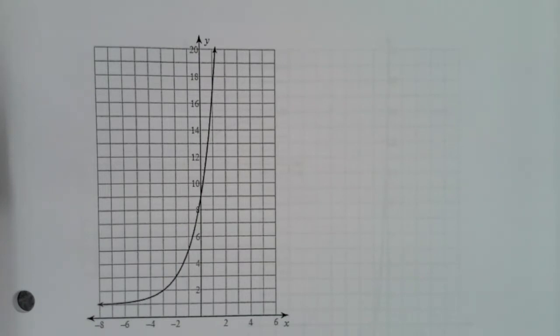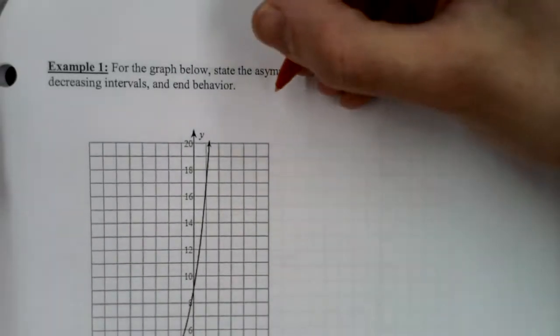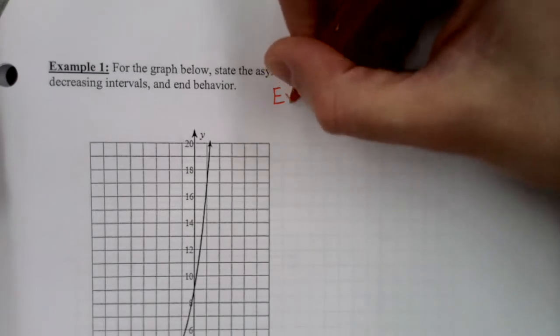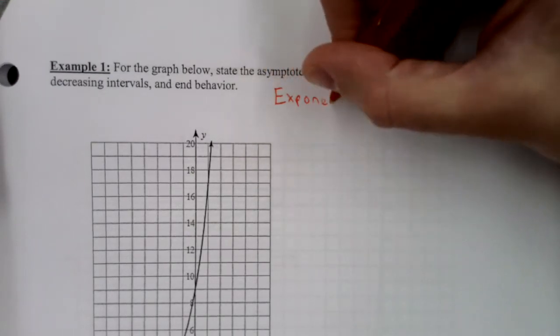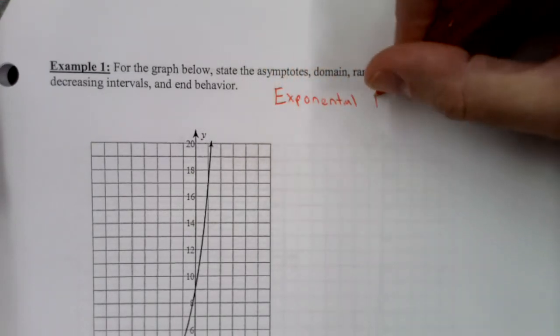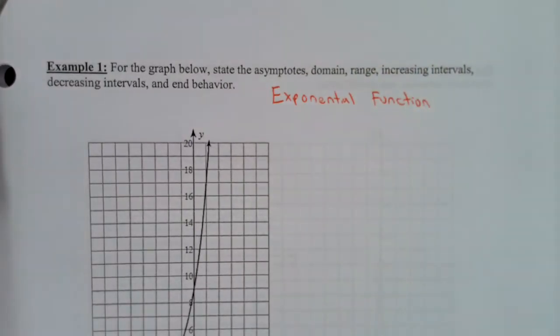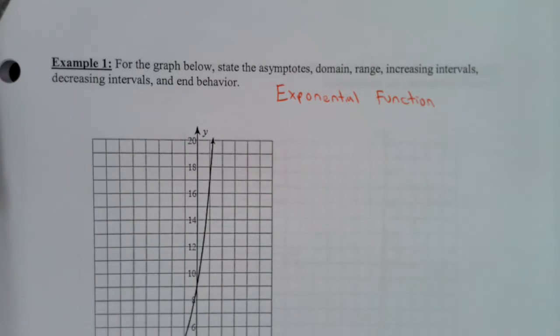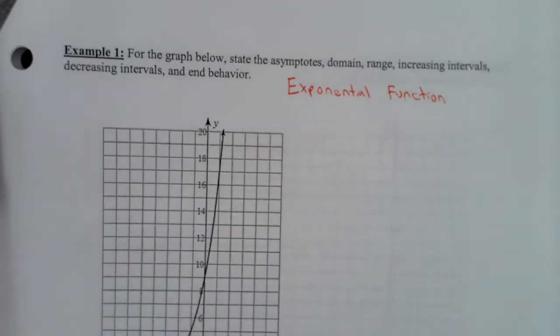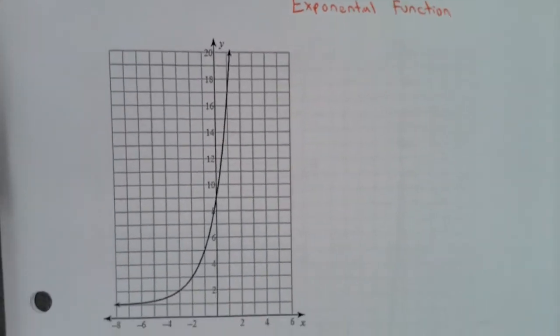So this one is an exponential function. I will tell you that on the quiz. That way you know if it's a vertical asymptote or a horizontal asymptote. So again, I'll tell you that piece of information on the quiz. This one is an exponential function, which means it's going to have a horizontal asymptote.